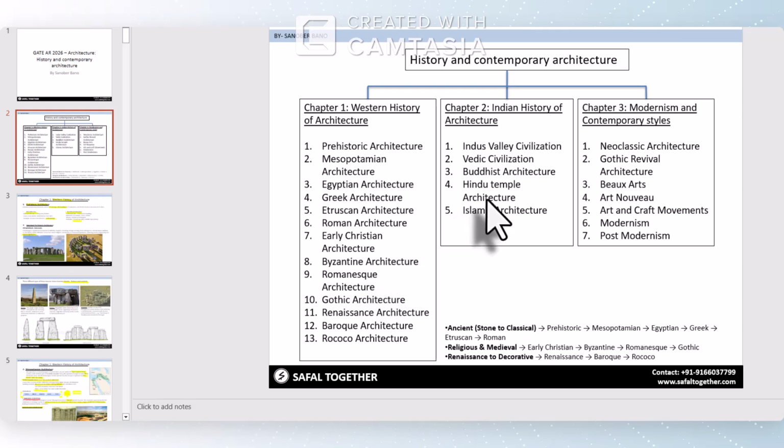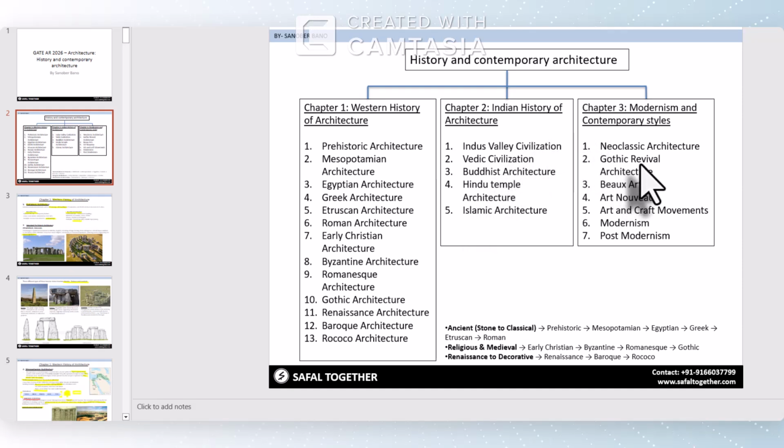So in chapter 2, we can see Indus Valley civilization, Vedic civilization, after that Buddhist architecture, followed by Hindu temple architecture and Islamic architecture. This chapter helps you understand the roots of Indian culture. It covers religious spaces, planning principles, temple forms, stupas and later Mughal influences.